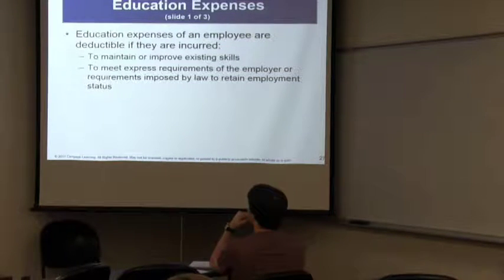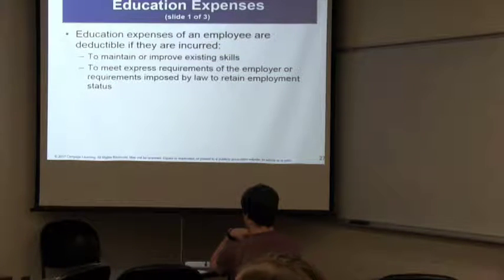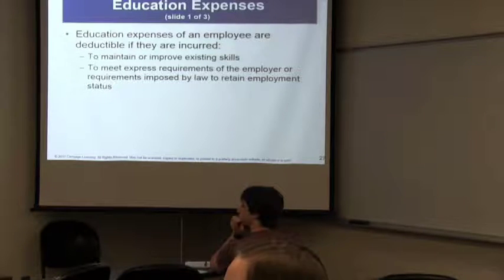Another example that's given: we have an executive at a company, and they decide to go back to school. They go to law school. Are they improving an existing skill, or are they making a new one? Regs say they're making a new one. Not deductible. But what if the executive goes to get an MBA? Well, now the regs say that's enough of a fit to where we'll allow the deduction for that.